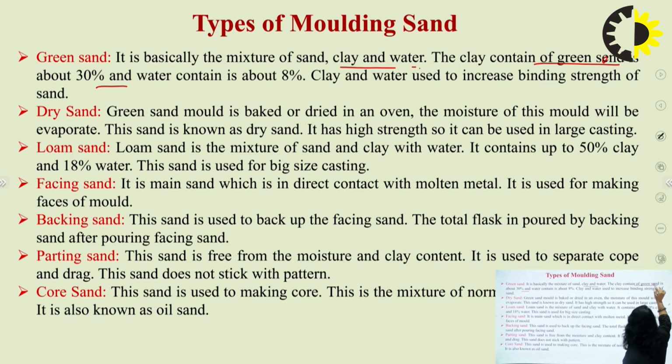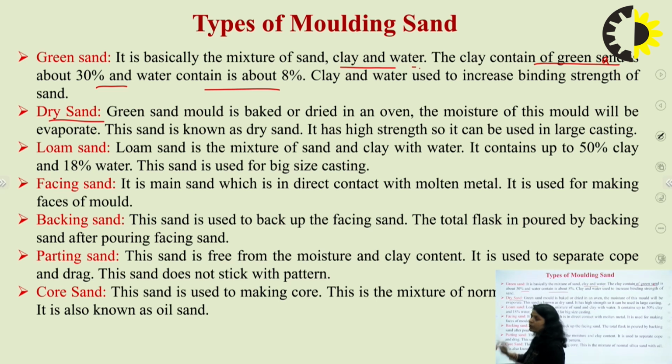The quantity of clay is 30% and water is 8%. These clay and water are basically used to increase the binding strength of the sand. Next is the dry sand. Dry sand is basically dried out by baking. Here the green sand mold will be baked or dried in an oven so that its moisture is evaporated.